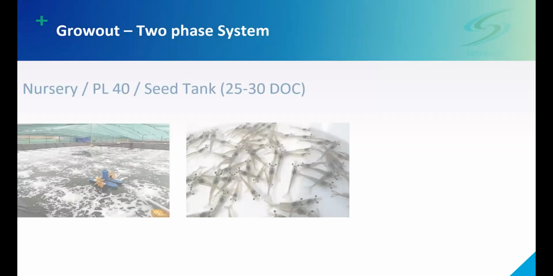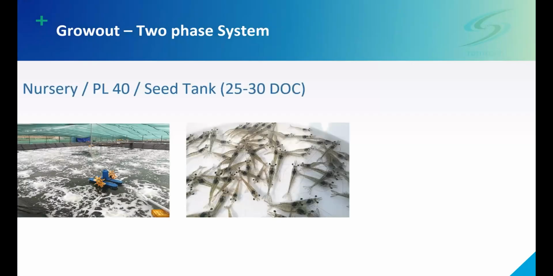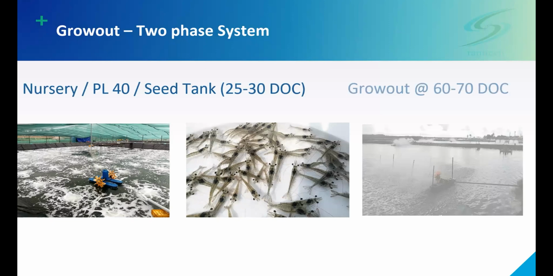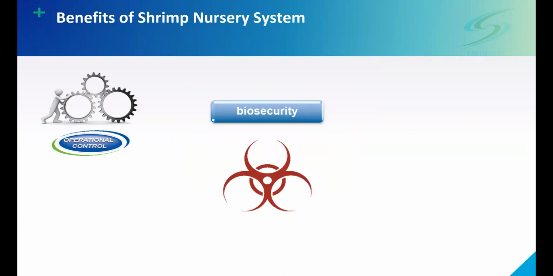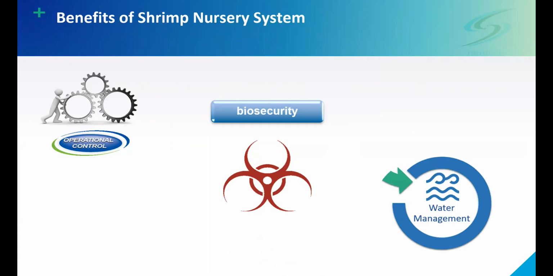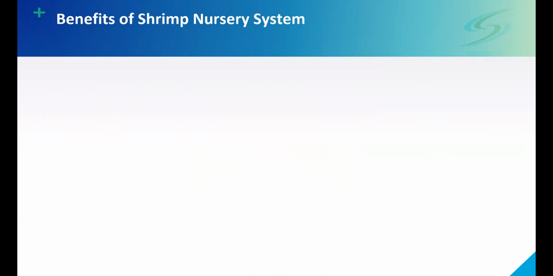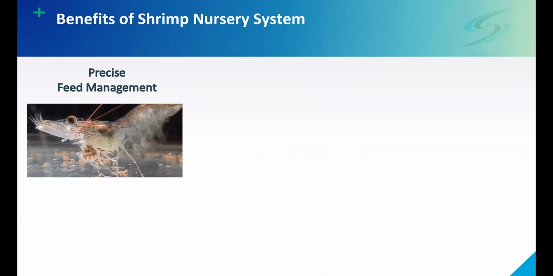The next important thing: if you have an existing nursery and you don't use it properly, this is the time you have to retrieve that. A nursery system really helps. What are the benefits of a nursery? It can control your operational cost because you rear all the seeds in one small place with a controlled environment. It is highly biosecure and you can have better control over water quality and precise feed management. You can really control each and every pellet of feed in the pond.